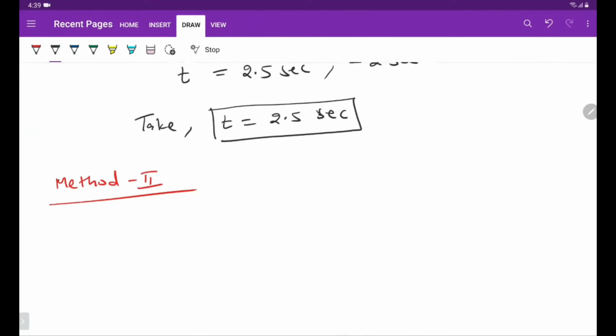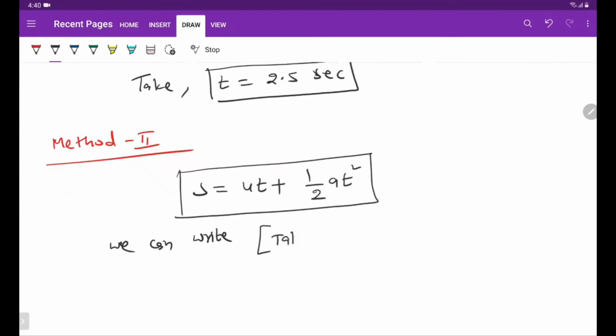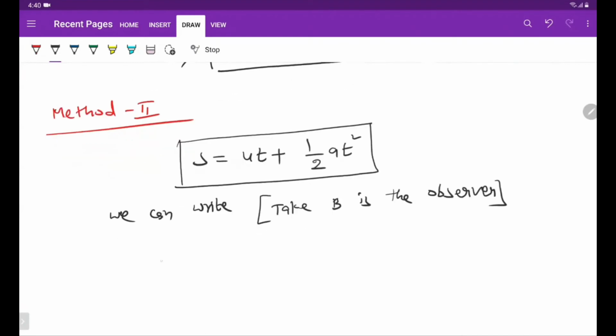So S is equal to ut plus half at square. We know formula S is equal to ut plus half at square. This formula we can write in terms of relative velocity. So we can also write with respect to observer B. Take B as the observer. So with respect to B, I am calculating every value.